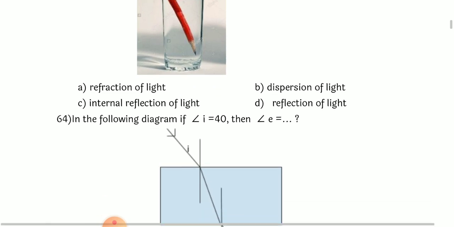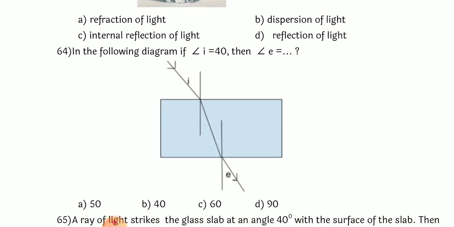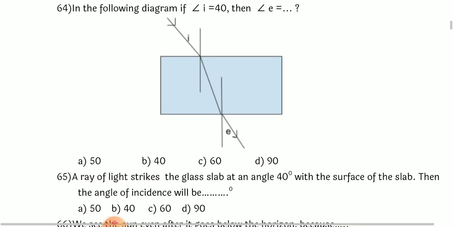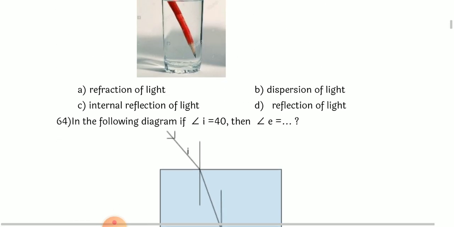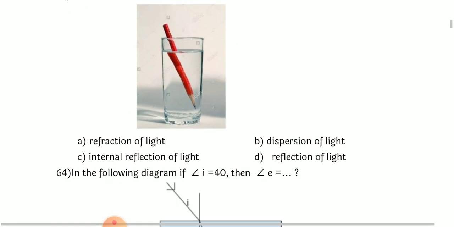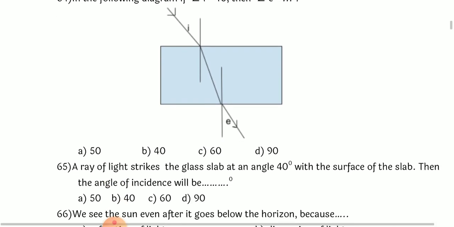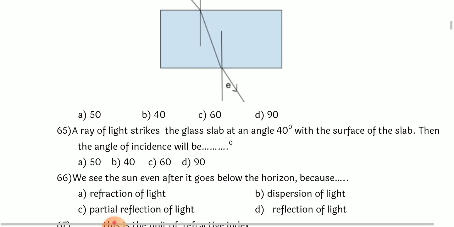64. In the following diagram, if the angle of incidence is 40 degree, then the angle of emergence is also 40 degree. You have learned that the angle of incidence is equal to the angle of emergence. So option is B. Here option is A, that is question number 63. Option is A. 64 option is B.